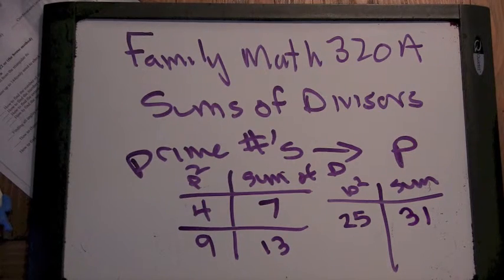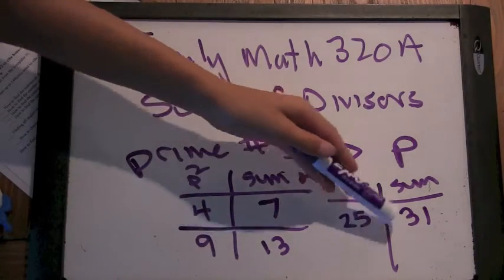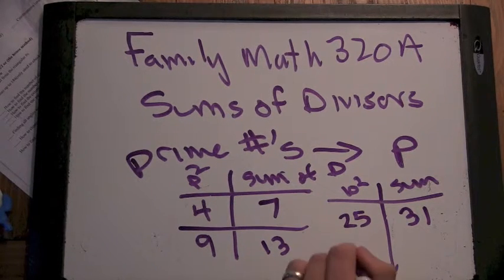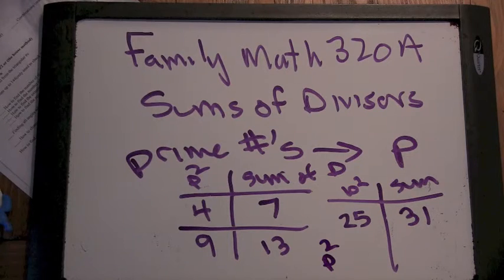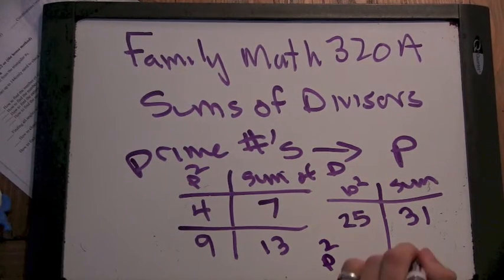So how would you get from this number to this number? Well, if we did it in general for a prime squared, what is the sum of divisors? If I have a general prime, p squared, what's the sum of the divisors? Well, it would be p squared plus p plus 1.